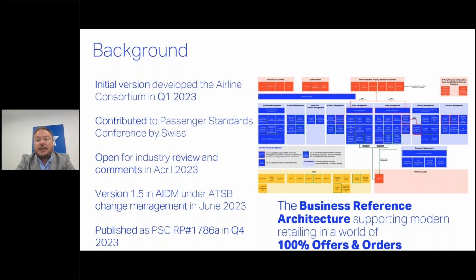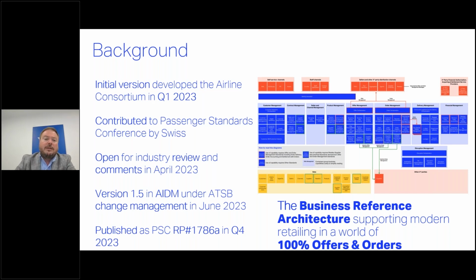So as it stands today, this reference architecture now represents a part of the IATA standards portfolio, and it's fully owned by the industry and is fully under the industry change management with the Passenger Standards Conference, and more specifically with the Architecture and Technology Standards Board that is hands-on responsible for maintaining this reference architecture. So this is how it came about.